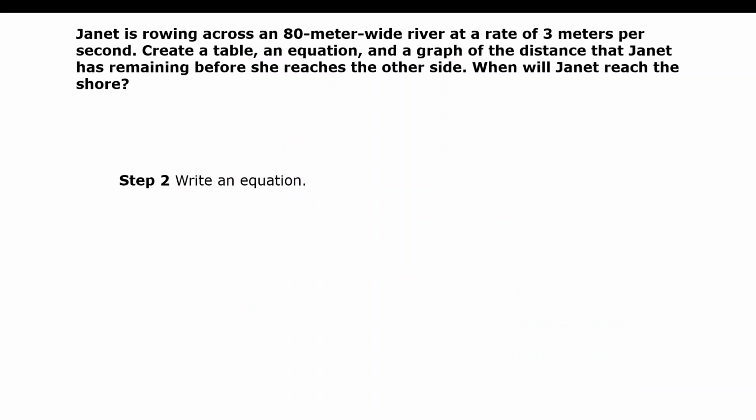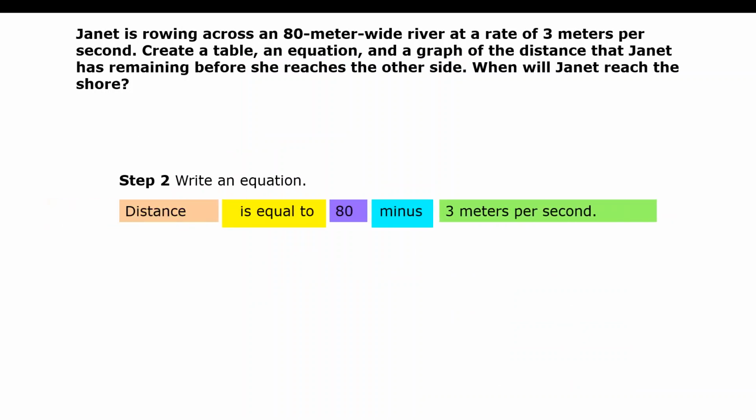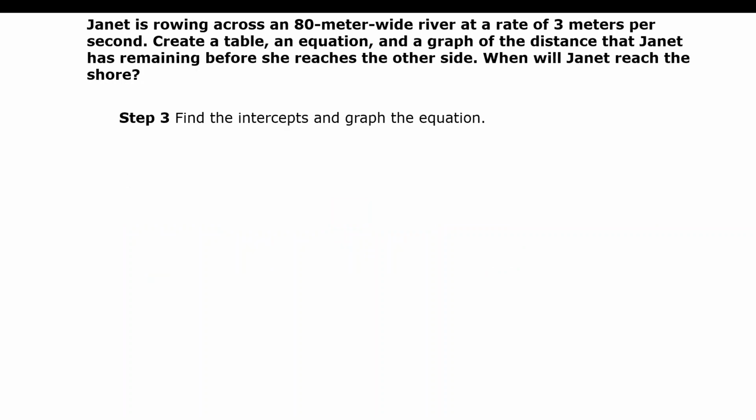All right, so step 2, we're going to write an equation. And when we think about it, we see that the distance is equal to 80 minus 3 meters per second. So to write that as an equation, it's pretty simple. D equals 80 minus 3t, 3 times the time. All right, so the next thing we need to do, now that we've created a table and an equation, and let's remember what our equation was. Our equation was D equals 80 minus 3t.